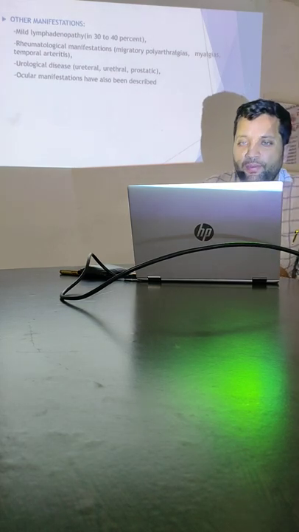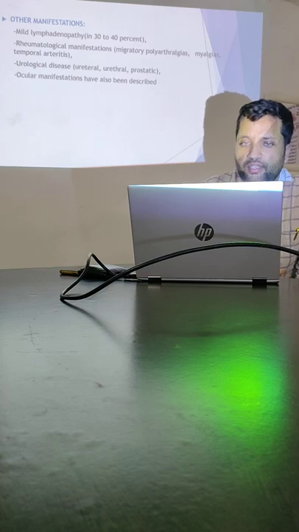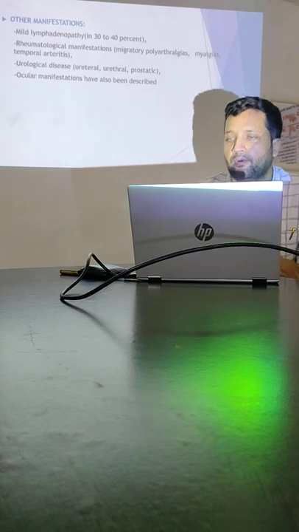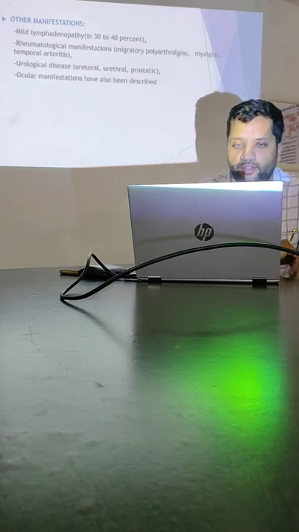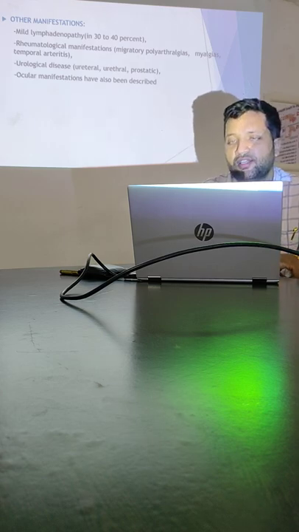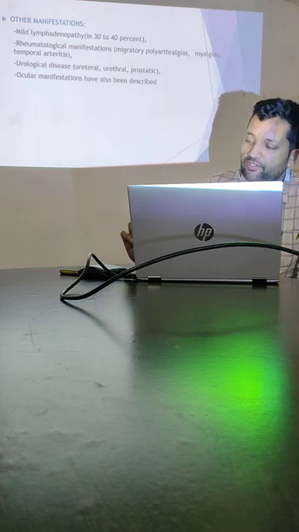Other manifestations: mild lymphadenopathy in 30-40% of cases. Joint manifestations include migratory polyarthritis or myalgia, temporal arthritis. Neurological disease, ureteral and prostatic involvement. Ocular manifestations have also been described.